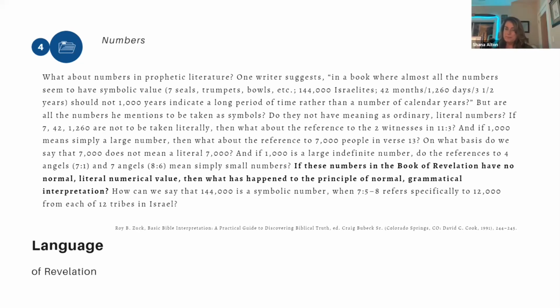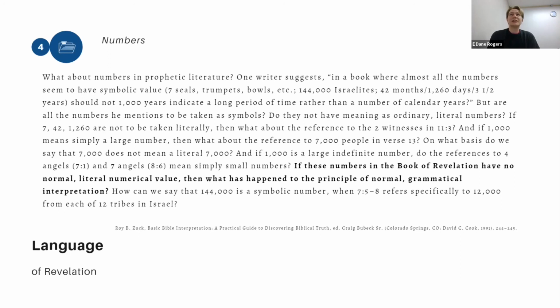Yeah, no problem. All right, so the last thing we're going to look at for interpretation in the book of Revelation is actually numbers. I'll read this. This again is from Roy B. Zuck, Bible Interpretation. So what about numbers in prophetic literature?